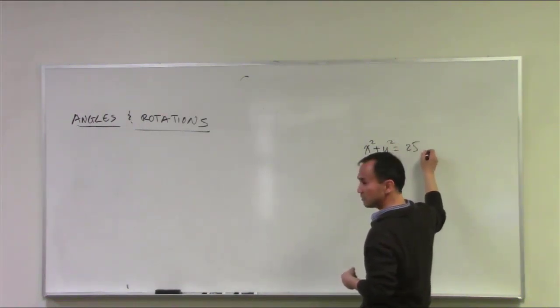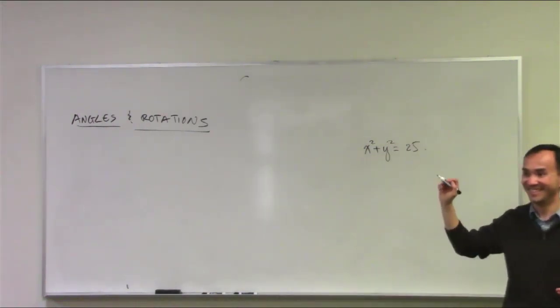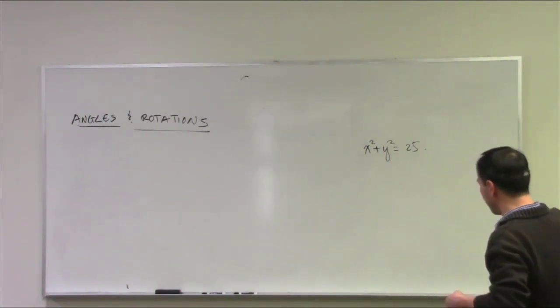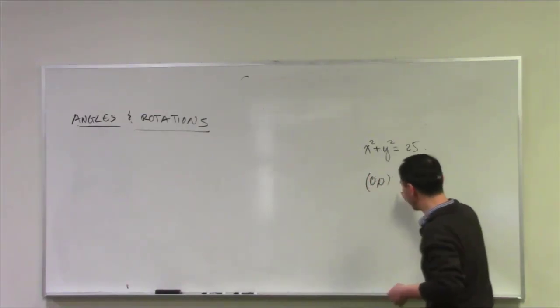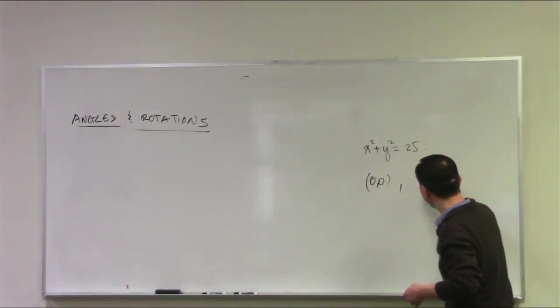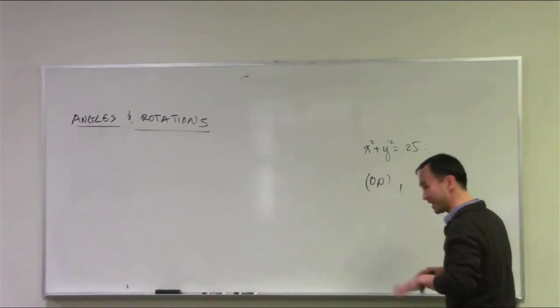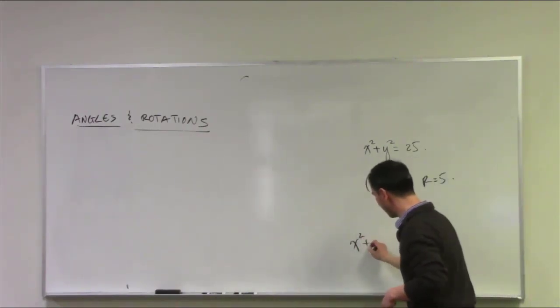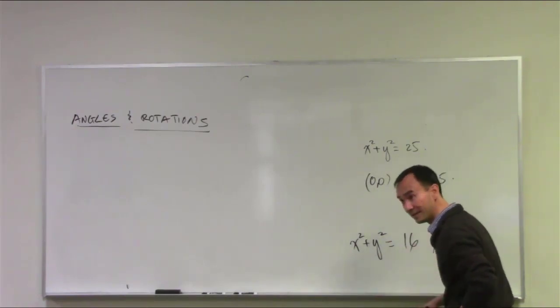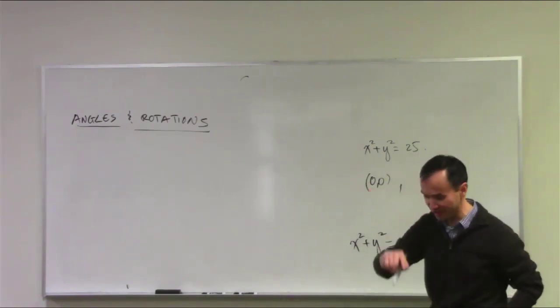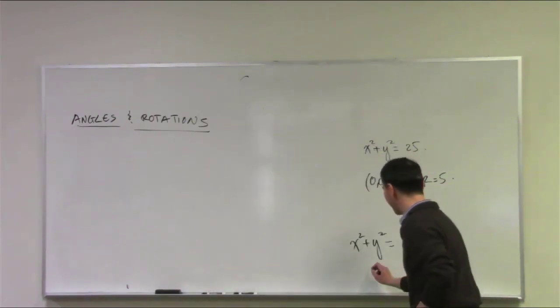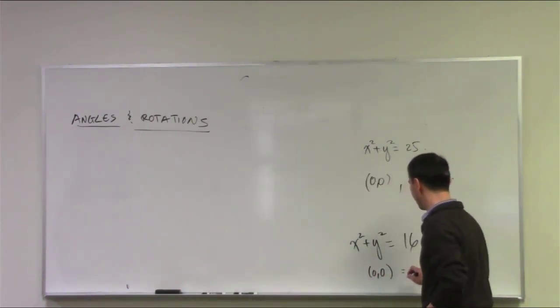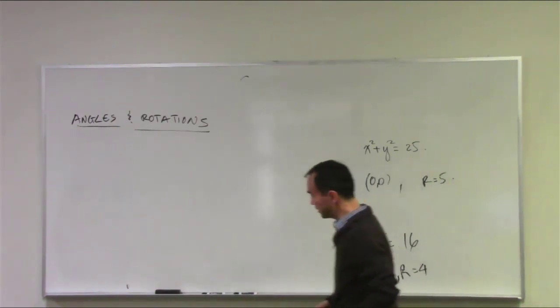Is this a circle? Yes, I agree. Center, radius 5. There you go. Get used to it. Is this a circle? Whoever says circle, now tell me the center and the radius. 0, 0, 4. Okay, the origin and 4, right? Guys agree?